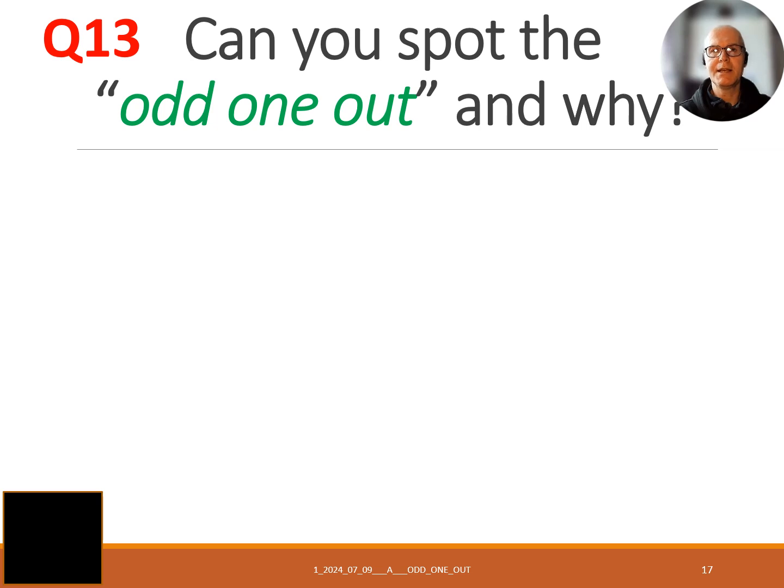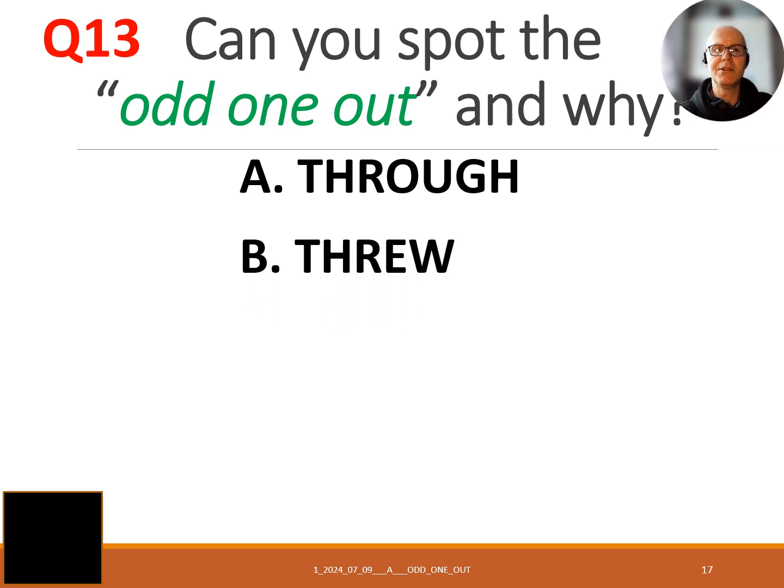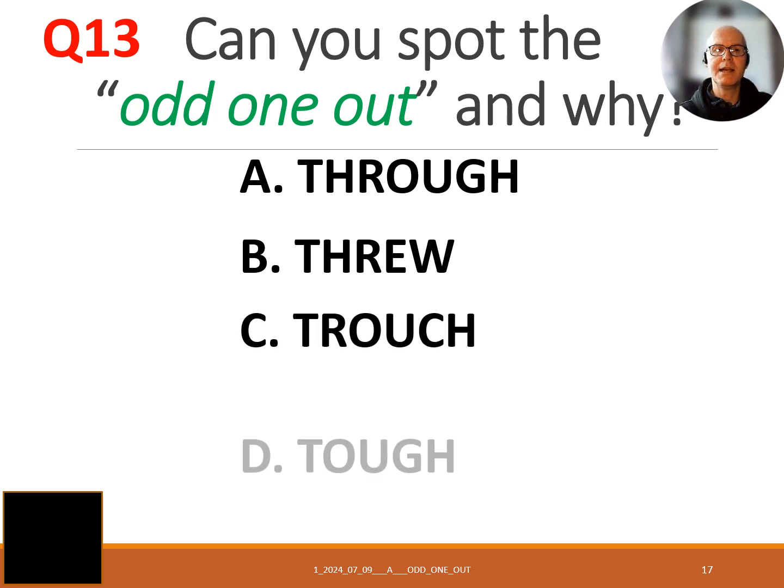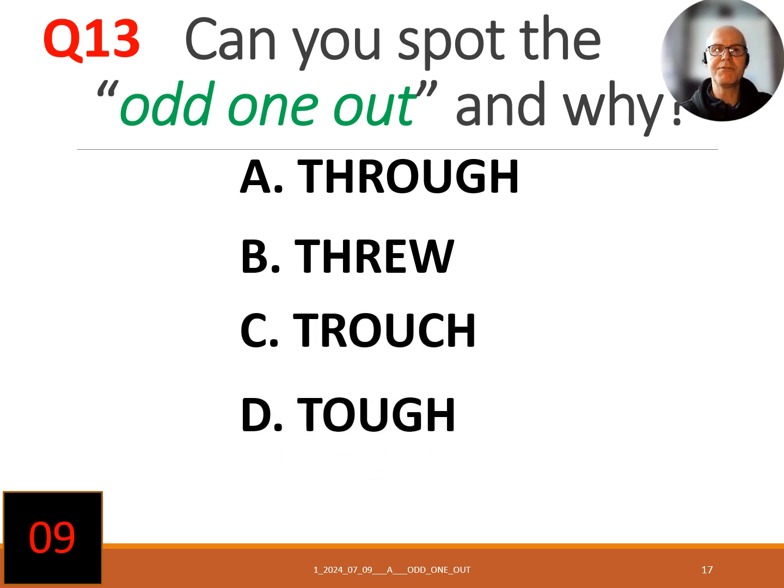Question 13. Can you spot the odd one out and why? A. Through. B. Through. C. Trough. And D. Tough. Can you spot the odd one out and why?